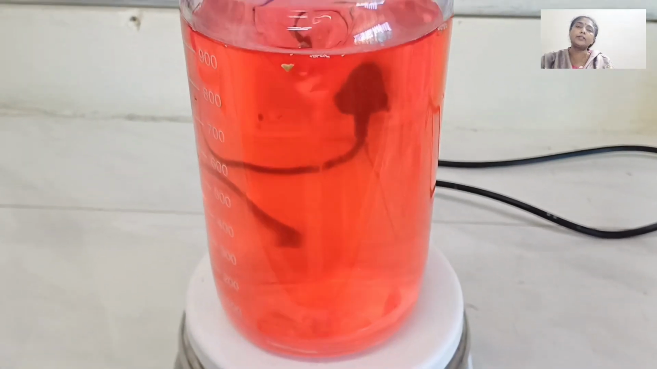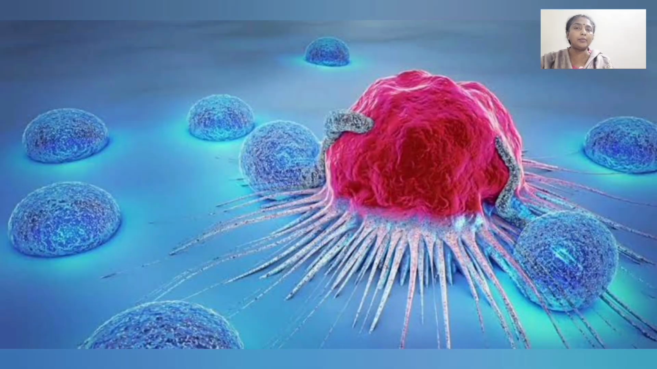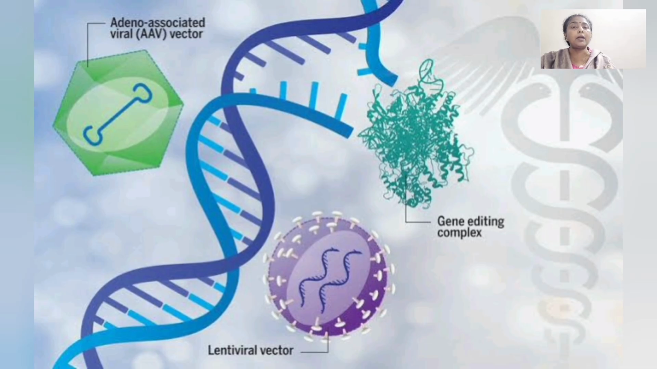Animal cell culture refers to in vitro culture in an artificial environment in the laboratory, providing favorable conditions for the cells to grow. Animal cell culture is an important biological research tool because it plays an important role in cancer research, gene therapy, stem cell biology, and also in vaccine production.